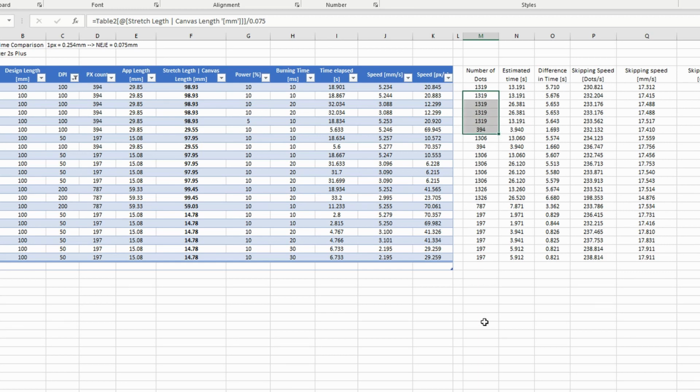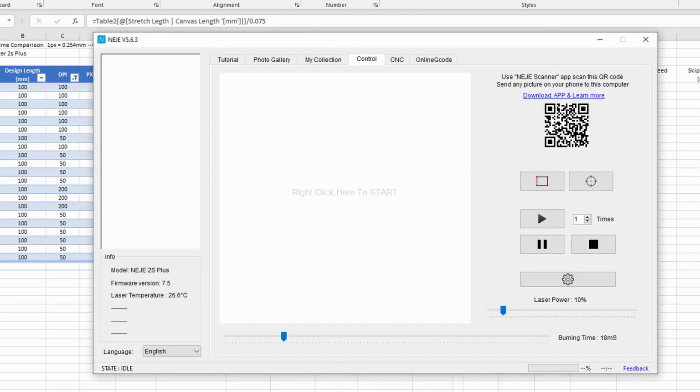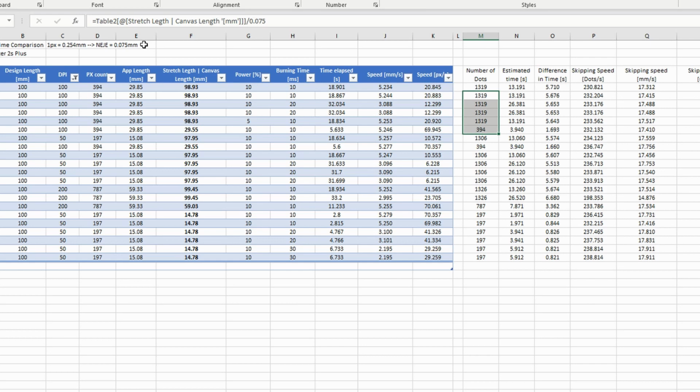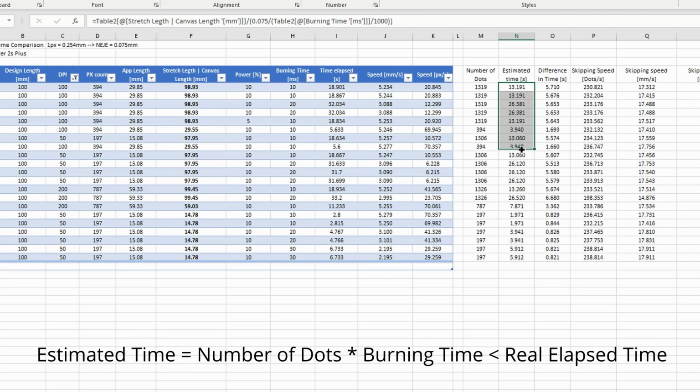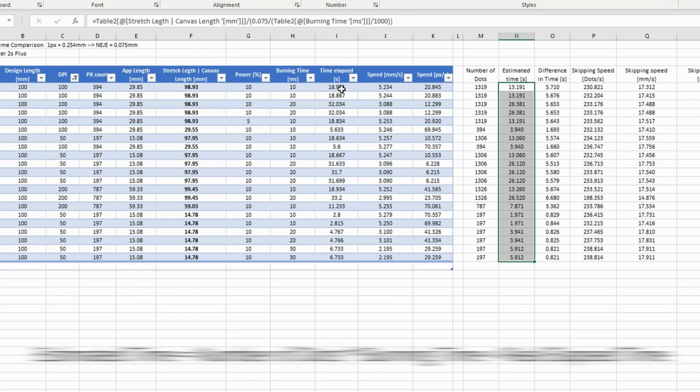At that point, I realized that perhaps what they mean by burning time, say for example here 18 milliseconds, is that it's going to take 18 milliseconds to pass a distance of one dot, which is again 0.075 millimeter. So I said, okay, let me try to estimate the time: the number of dots times the burning time, and I end up with a value. Although this value ended up not being the correct one, this is the actual elapsed time, and this is the estimated value. The estimated value is lower than the actual time.